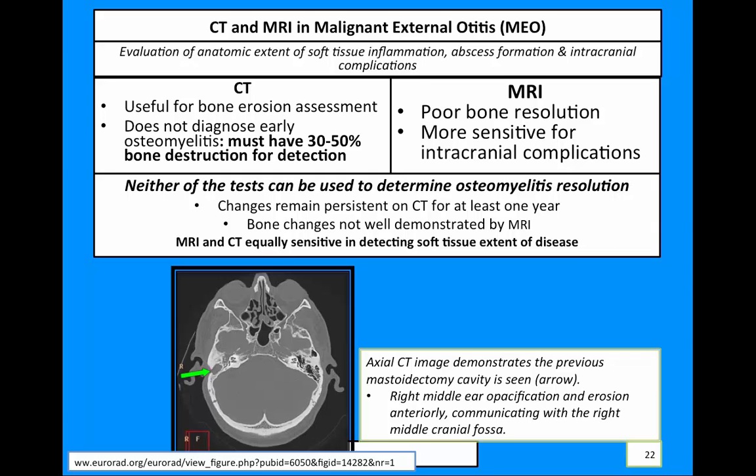So what I want you to know about this is CT and MRI evaluate the anatomic extent of soft tissue inflammation, abscess, and intracranial complications. Neither test can be used to determine osteomyelitis resolution. Okay? And recognize that MRI and CT are equally sensitive in detecting soft tissue extent of the disease. This lower image is an axial CT demonstrating the previous mastoidectomy cavity at the arrow. I will not show you images such as CT or MRI and expect you to recognize and make diagnoses based on this.